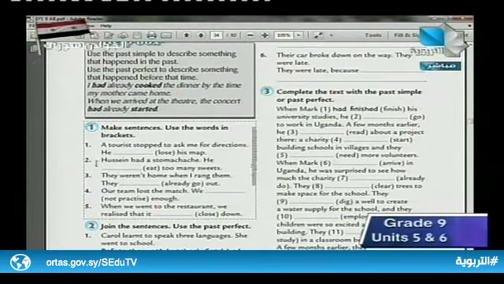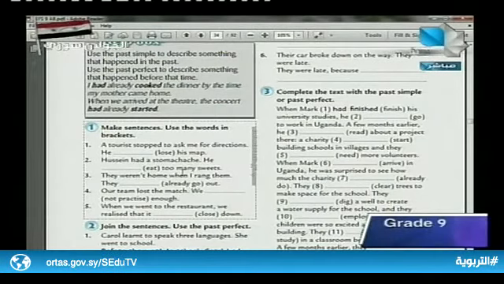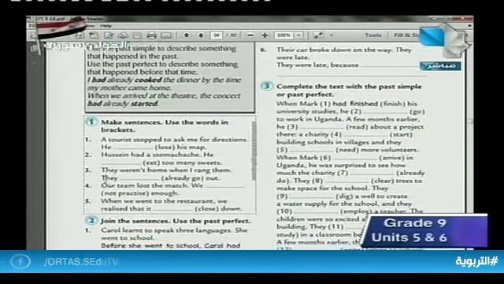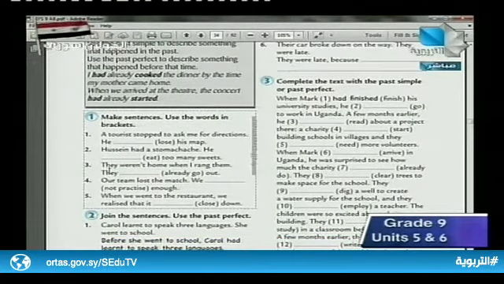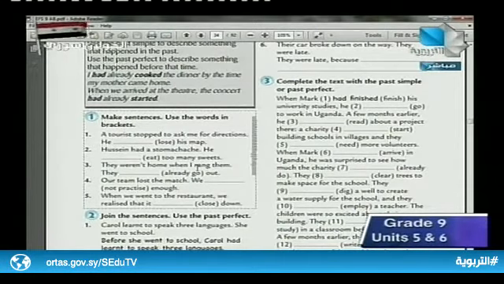Yes, in the second sentence also we have two actions. Hussein had a stomach ache. He had eaten too many sweets. That's why he had a stomach ache. So had eaten. Number 3, they weren't home when I rang them. They had already gone out. They had already gone out first, then we rang them. So something which happened in the past before another action also in the past.